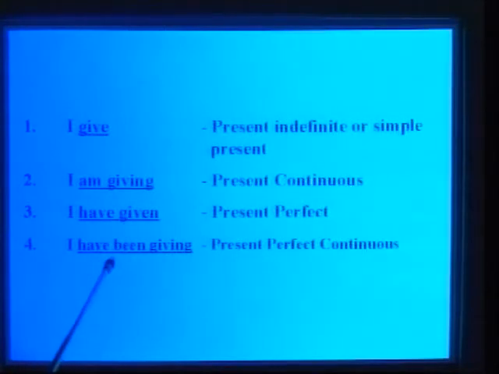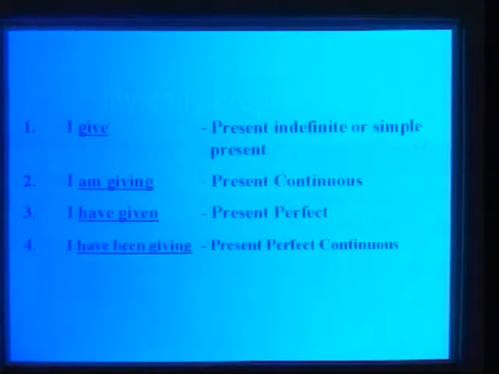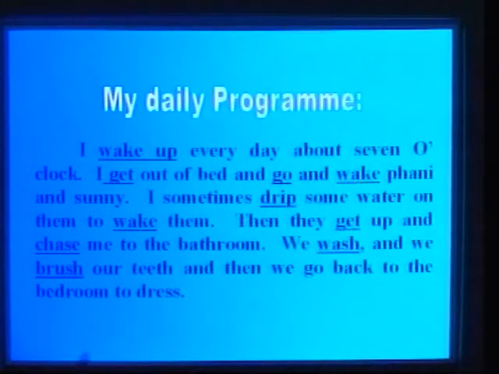So come to the fourth one, I have been giving. This is a perfect continuous form. You are using have here, been extra, and also the verb in the continuous form. So we have these four different forms of the present tense. Here is an example of my daily program. I wake up every day about 7 o'clock. You can find what is happening here, the meaning of it. I wake up. I get out of bed and go and wake Funny and Sunny.